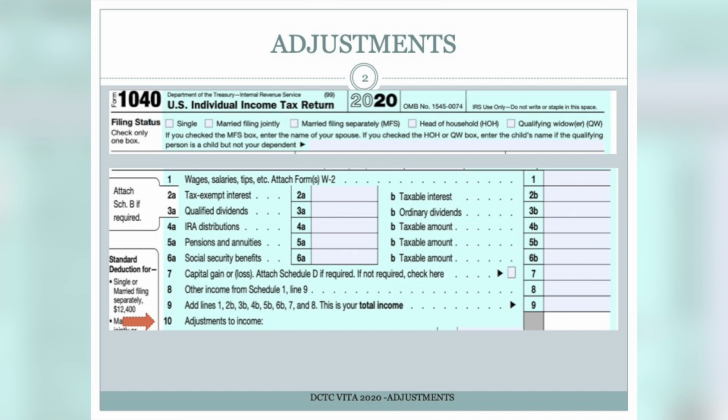Next, we're down to line 10, adjustments to income. Adjustments to income are found on that same Schedule 1. Those adjustments to income are used to bring down, reduce, or adjust the income so that the taxes are figured on a lesser amount of income.